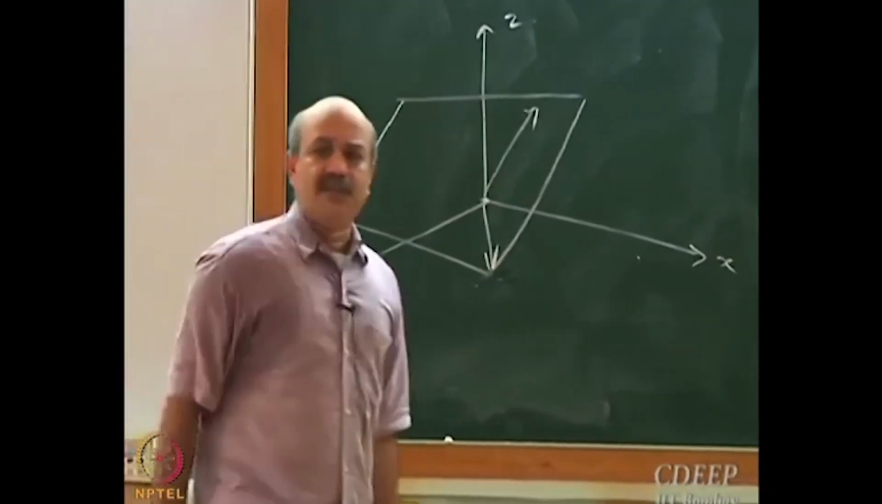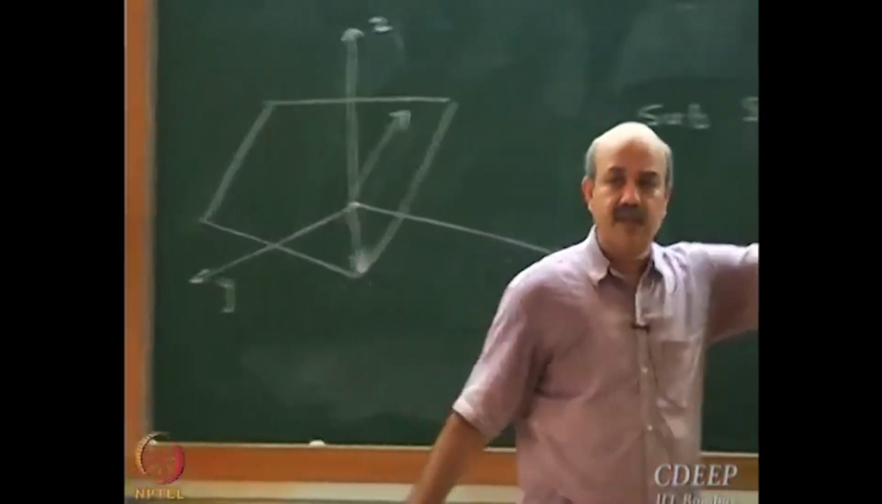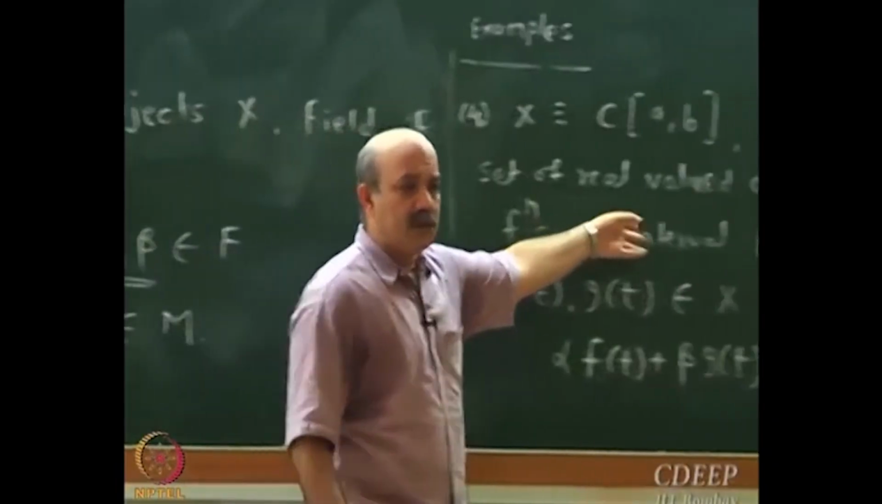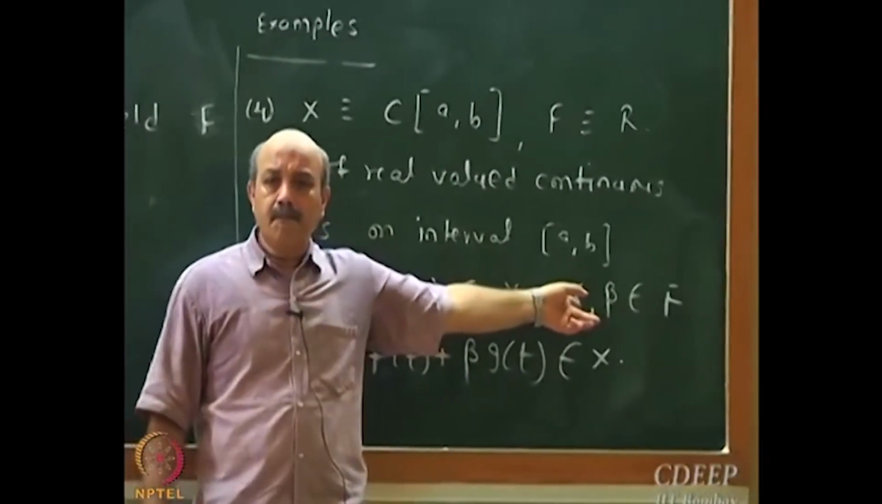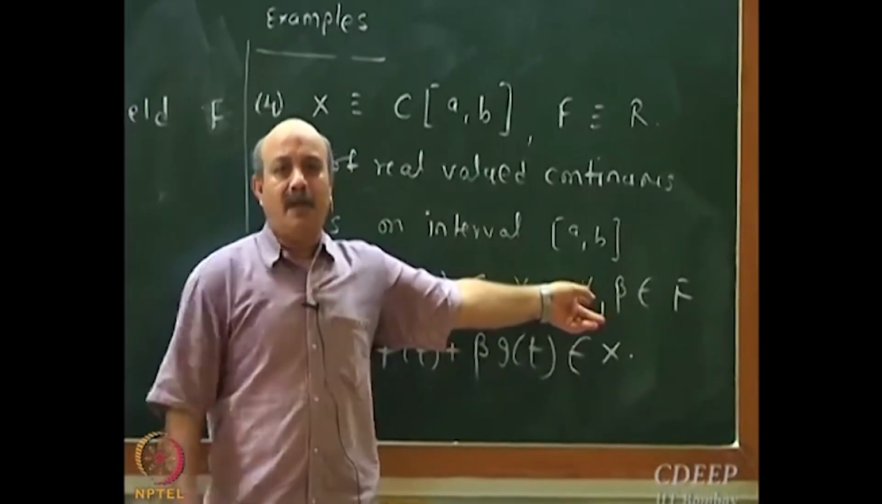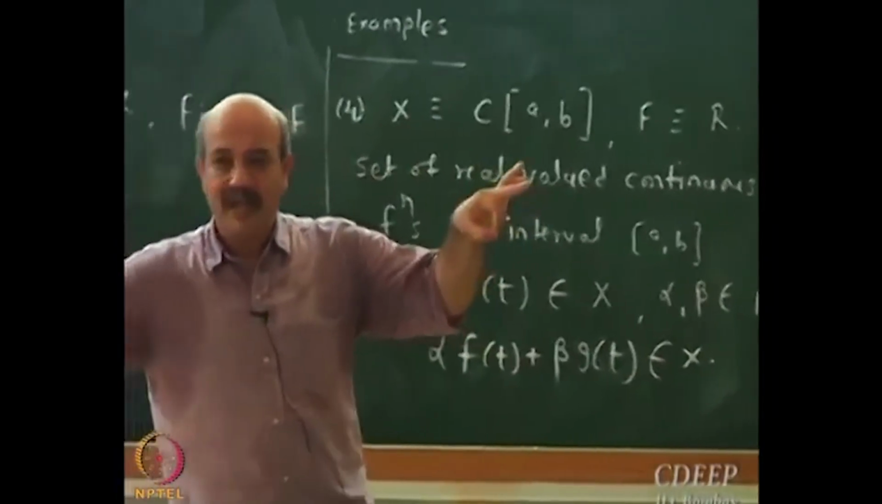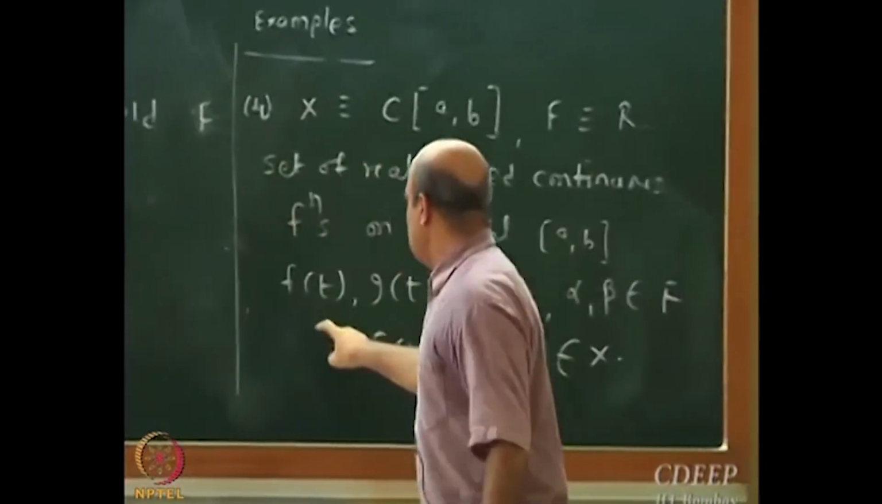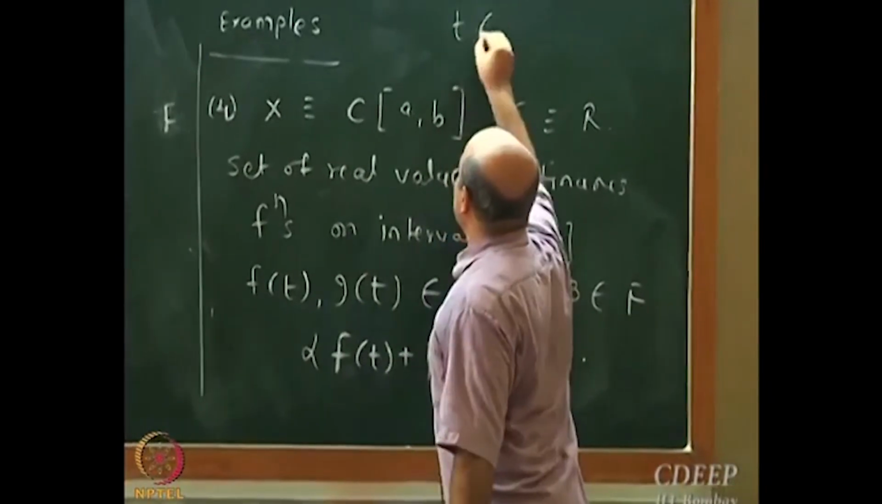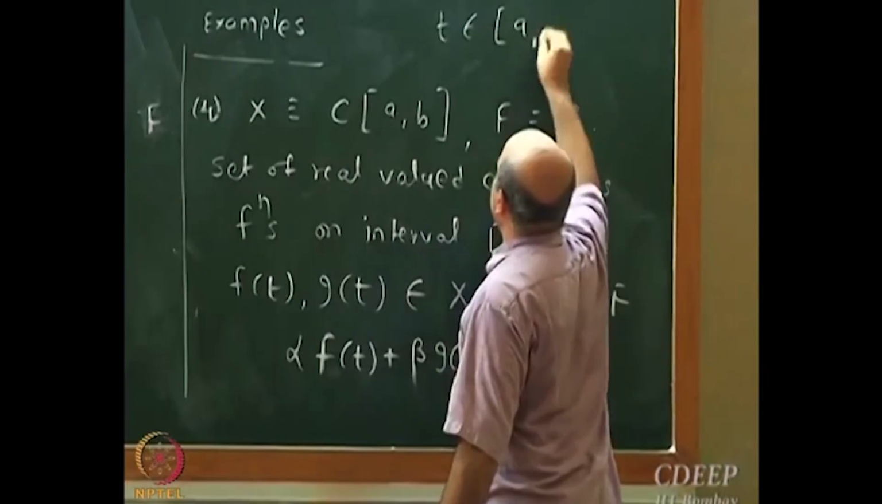So for example, what is the 0 element here? Yes, the constant function 0, f(t) equal to 0 over the interval a to b. Here it's important to remember that t belongs to [a, b].